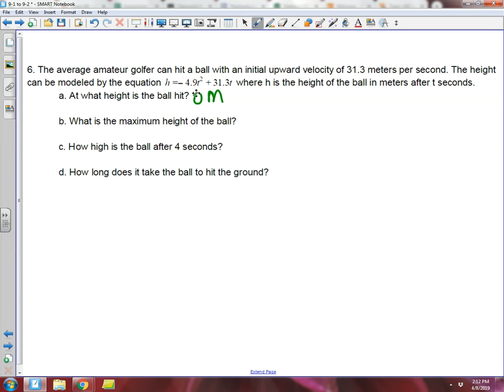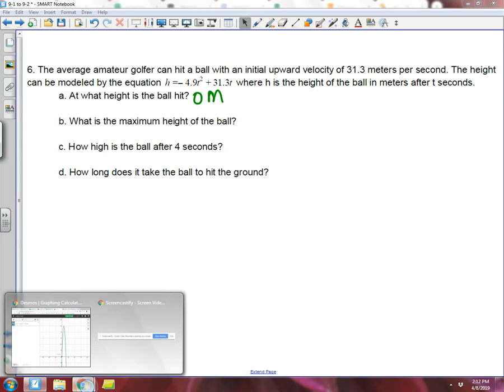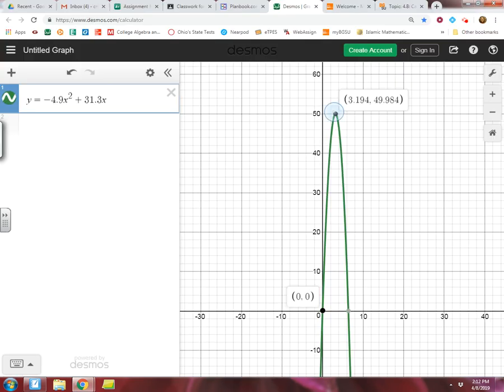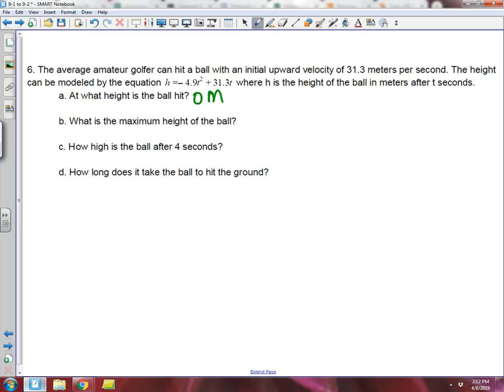What is the maximum height of the ball? So we're looking right here. We would round that up to 50, wouldn't we? Yeah. 50, and again, this is meters.